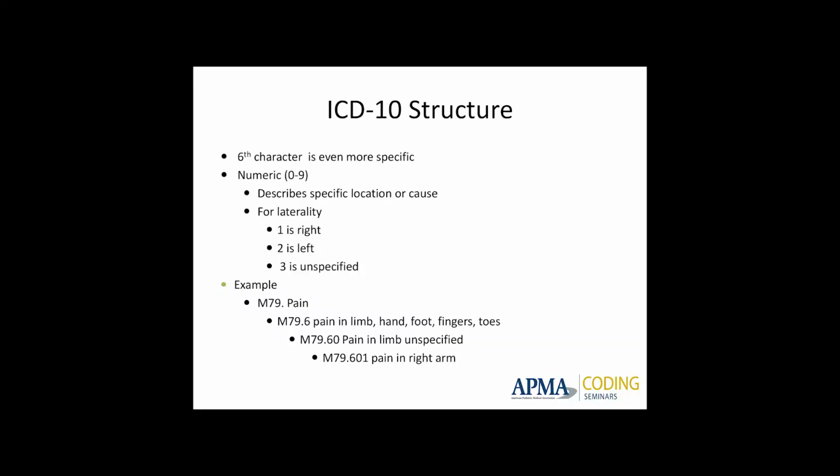And if you go to the next character, to the 6th character, we've said M79.601, I've got pain in the right arm. Okay? 03 would be pain in the right leg. Okay? So you're getting more specific with each one.